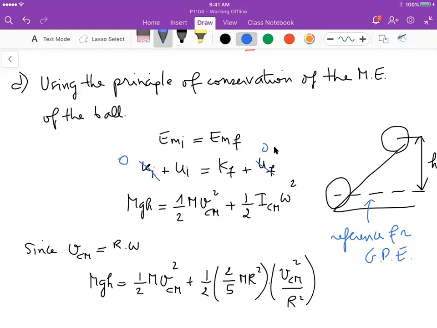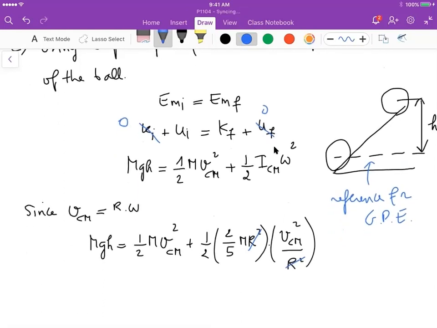And now we can do all the possible cancellations. So first of all, R squared and R squared cancel out, and then the M term is present in all the elements of this equation, so we can cancel it too. So we get GH is equal to 1 over 2 plus 1 over 5. So we end up with, no, not 7, we end up with 7 over 10 times V center of mass squared.